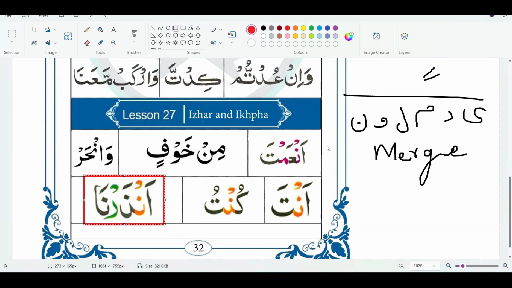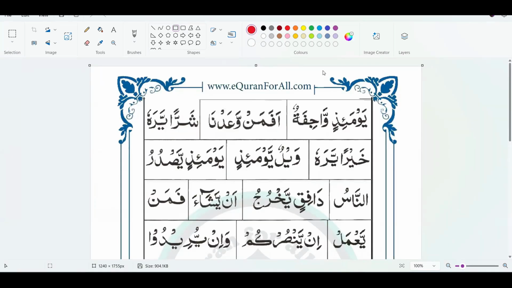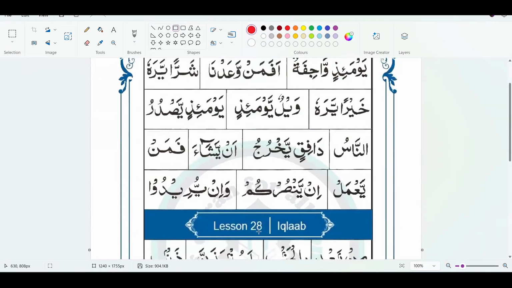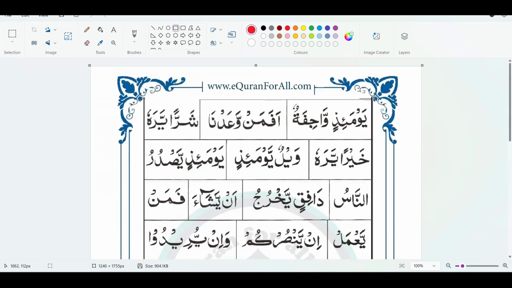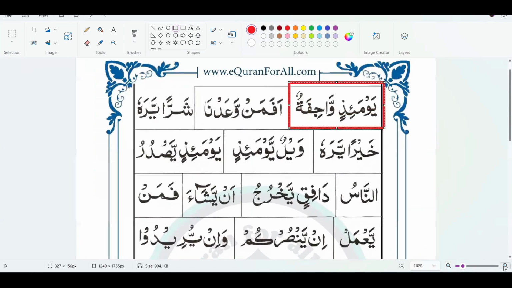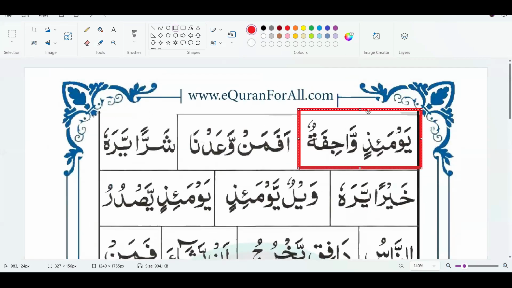Only two lessons are remaining. After 28, it will be 29 and 30. After that, we start Quran. After that, you will be able to start the Quran and read by yourself, inshallah. Like here, you can also read. Here you are making a few mistakes, but inshallah, after you start the Quran, it will be resolved and you will be able to read by yourself.